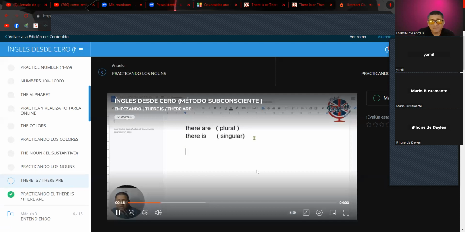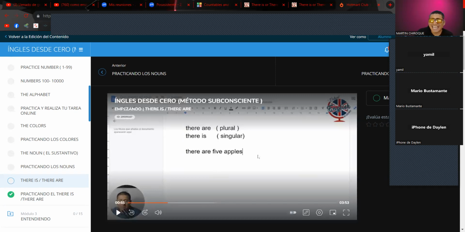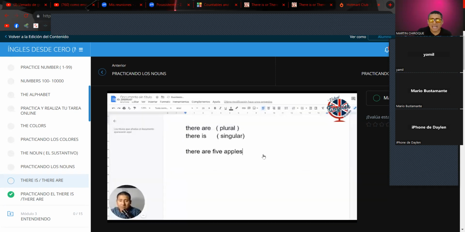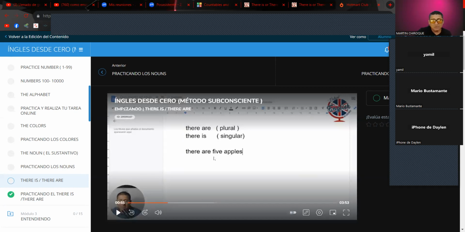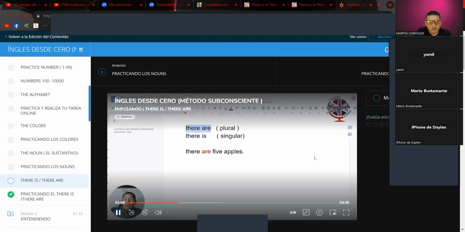For example, miren los ejemplos. ¿Cómo diría yo? Hay 5 manzanas. Bien fácil. There are, escribo 5 apples. Okay, for example, here, you have to use there are for plural. You have to say here, there are 5 apples, right? 5 is number, 5 is plural. You have to use there are. Another example here. There are 5 apples. Hay 5 manzanas. Yo pongo con rojo el there are. ¿Por qué puse el there are y no agregué el there is? Porque la regla dice que utilizamos there are cuando hablo de dos o varios.